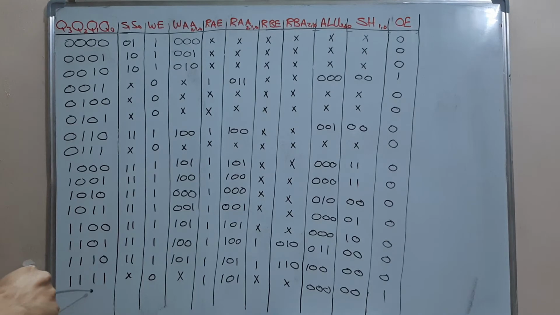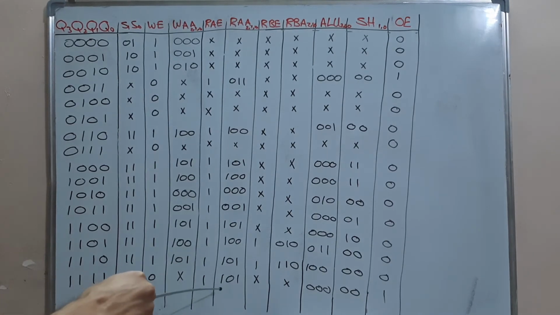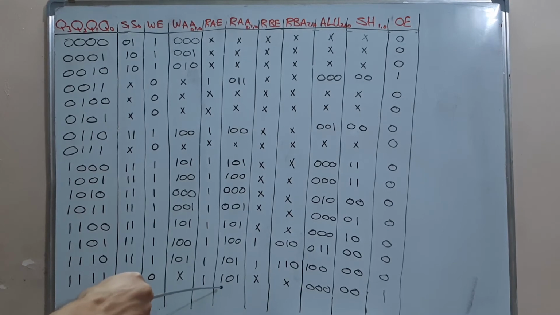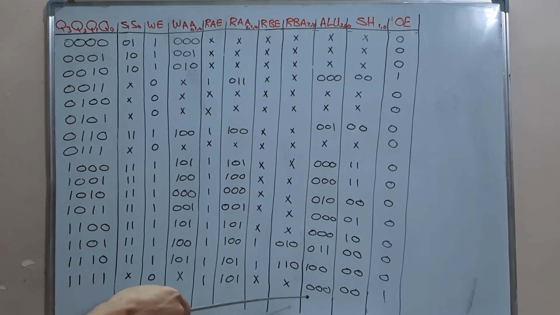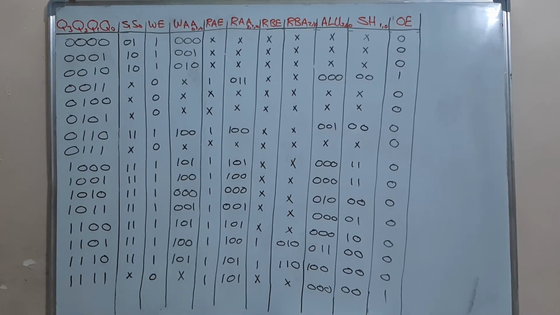In state 15, the computer system will output the value saved in location 101, which is the value of the result, pass it through the ALU and the shifter, and enable outputting that value through the gate.